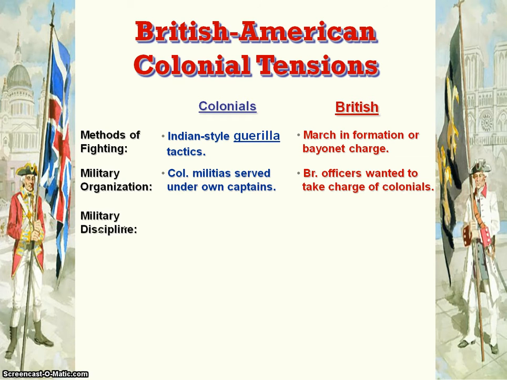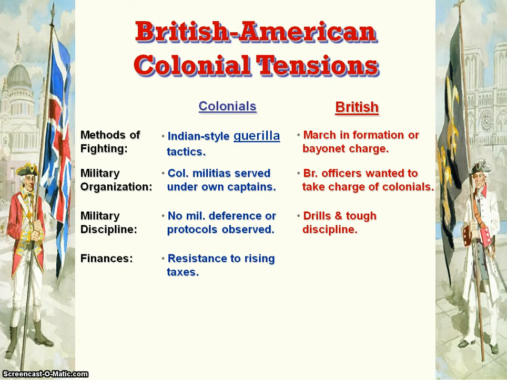Military discipline, obviously, the colonials have no military discipline. Very indifferent about how they do stuff. Their protocols are not observed. They don't follow any order, and they don't dress in uniforms. Whereas the British are all about drills and being tough and disciplined, and that was really difficult for the British to try to understand about the Americans.